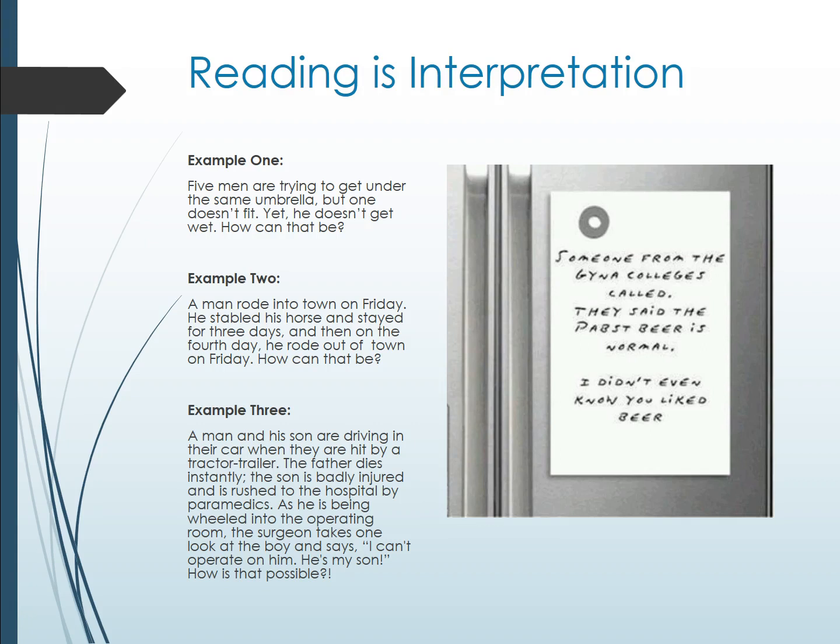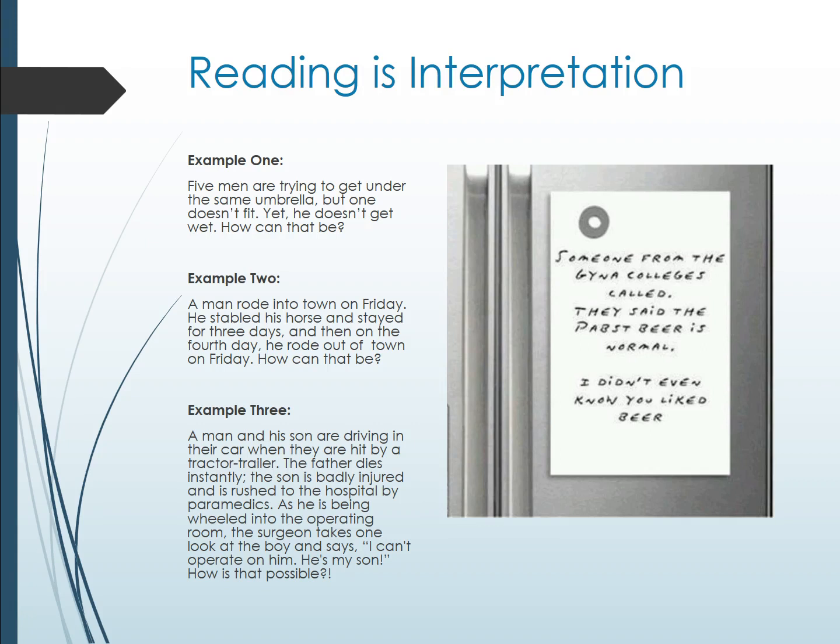Jokes and riddles can also reveal to us how these patterns operate by working against them in unexpected ways. For instance, in the first riddle, 5 men are trying to get under the same umbrella, but one doesn't fit. Yet he doesn't get wet. How can that be? Go ahead and take a moment to think about it.